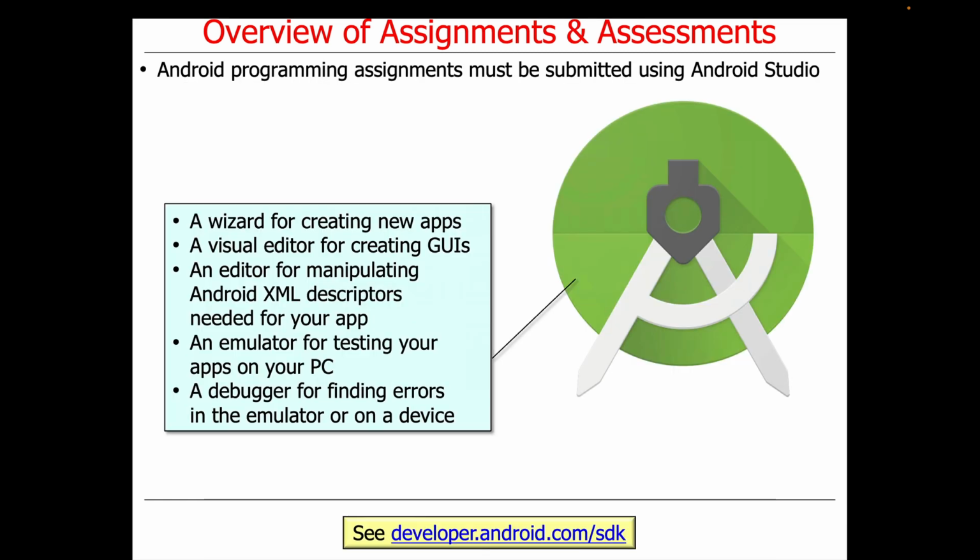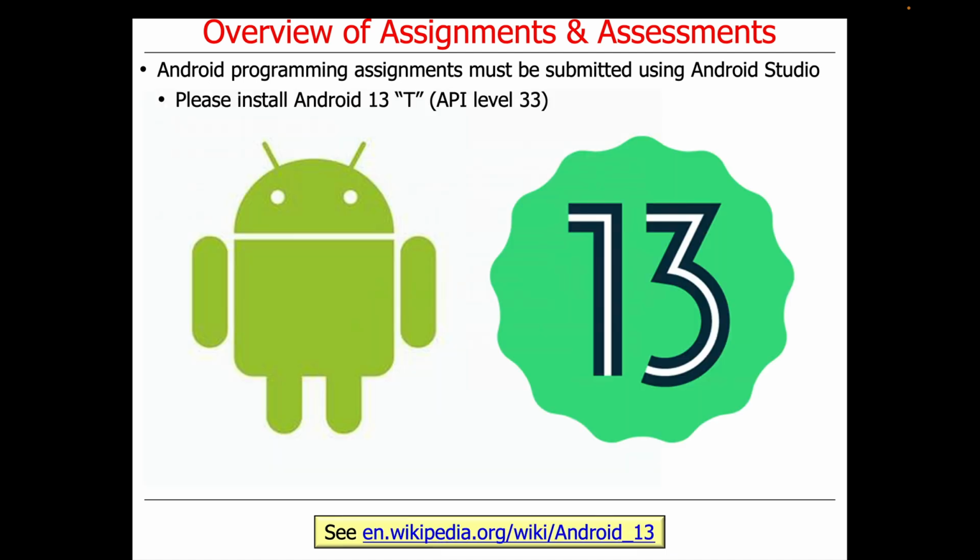When you use Android Studio, you'll see it provides all kinds of interesting capabilities to make it easier to develop and debug and deploy Android apps, including a wizard for creating new apps, which we're not really going to use because we'll give you the skeletons, a visual editor for creating GUIs, which we're also not going to use because we're going to give you that part, an editor for manipulating Android XML descriptors needed for your app, which we'll also give you, an emulator for testing your apps on your PC, which we will have you use throughout the course, as well as a debugger for finding errors in the emulator and/or on an actual Android device if you happen to want to use your Android device and it runs the right version of Android.